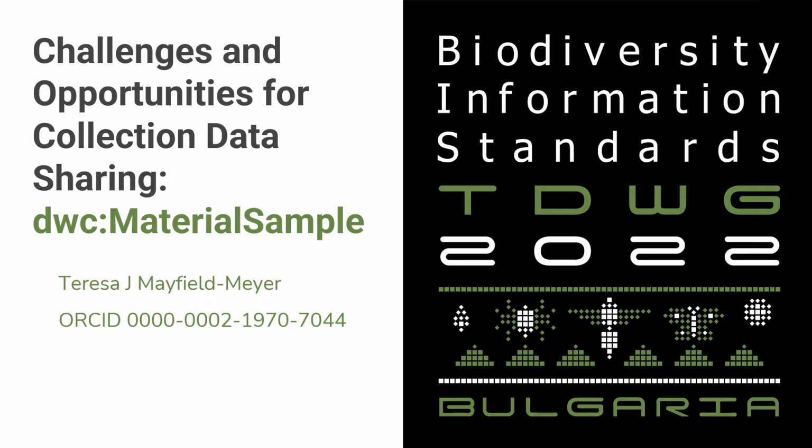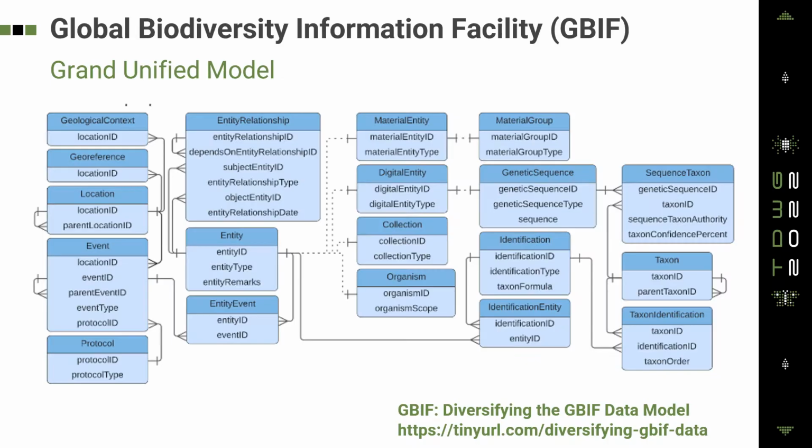Let's talk about potential changes for Darwin Core and the Global Biodiversity Information Facility, or GBIF, publishing model, and their relationship to collection management systems. I feel like I am standing at a crossroads summoning a demon, but here goes. First, let's touch on GBIF's unified model, which was or will be discussed in this symposium.